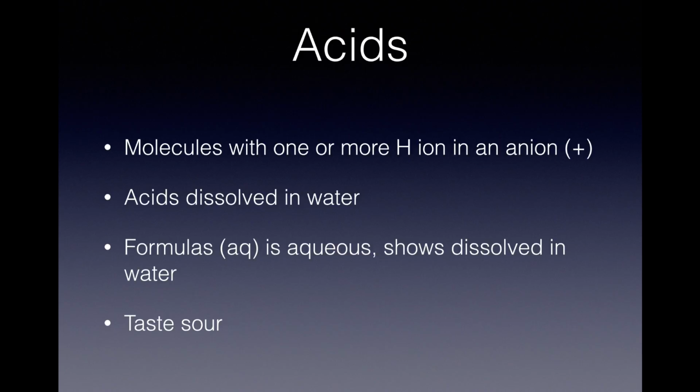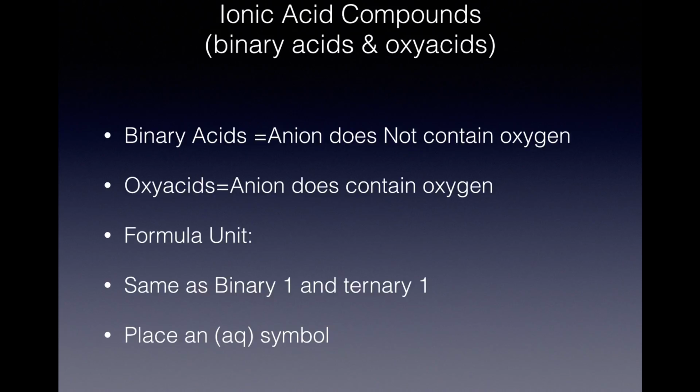Now let's talk about acids. Acids are molecules with one or more hydrogen ions. Acids dissolve in water, and the formula has (aq), which stands for aqueous, showing it is dissolved in water. They usually taste sour, like a lemon. Ionic acid compounds come in two types, binary acids and oxyacids. Binary acids do not contain oxygen, and oxyacids, as the name says, do contain it. The formula unit is the same as binary and ionic type 1. Place the (aq) symbol at the end.